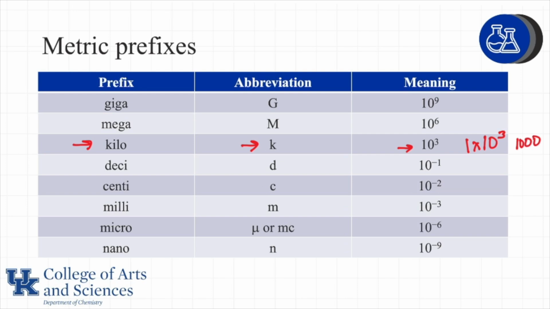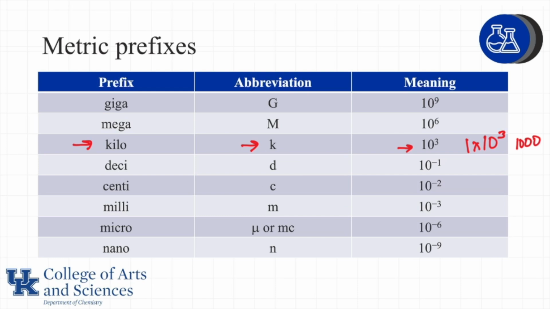The reason we do this is just to make numbers more convenient to handle, so that we're not dealing with really, really small numbers or really, really large numbers. There is a series of prefixes, and some of these you have to memorize, and I'll show you where that list is at the end of this lesson.